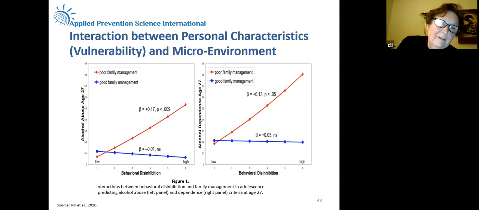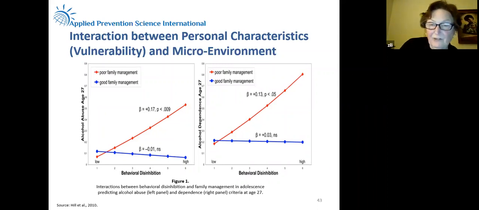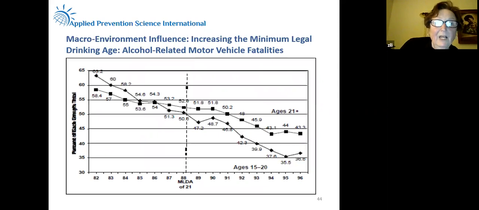And you can see that even though the children have the same vulnerability, having behavioral disinhibition, because they were in a family that managed that and was able to help that child relate to the world, their risk for abusing alcohol by age 27 was significantly lower than those that came from families that were not able to manage that child. And then the slide on the right is looking at alcohol dependence, and you can see that a similar trend occurs. That's a behavioral intervention that would be used, focusing on family management.